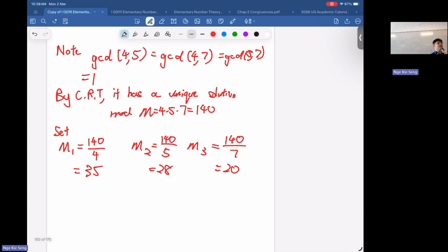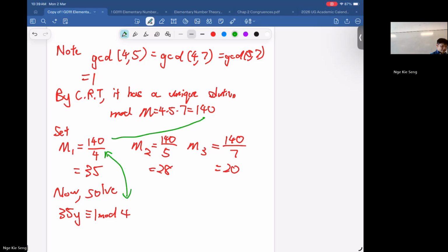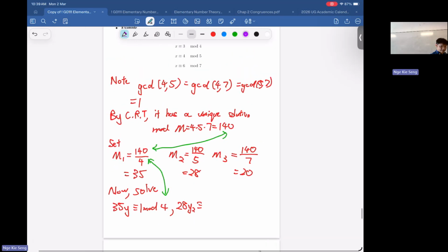You want to find the inverse. So now you're going to solve the inverse. First, 35 times y1 is congruent mod little m1, and little m1 is 4 here. I hope you can remember this procedure, and make sure you don't simply divide, otherwise you'll get the wrong answer. And 35 comes from the first step, yeah, 35 comes from here.